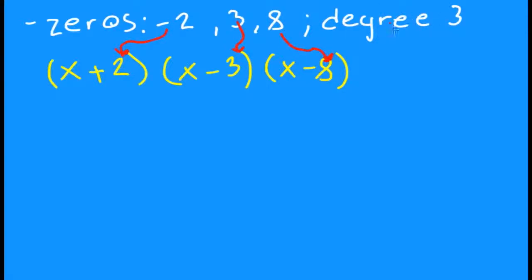Now, it says here that it's degree 3, and indeed it is, because this is a degree 1, and a degree 1, and a degree 1, so 1 plus 1 plus 1 equals 3. And there you have it. Now, normally you'd have to multiply these terms, FOIL them, and then you multiply them and you get this: f of x equals x cubed minus 8x squared minus 9x plus 72.